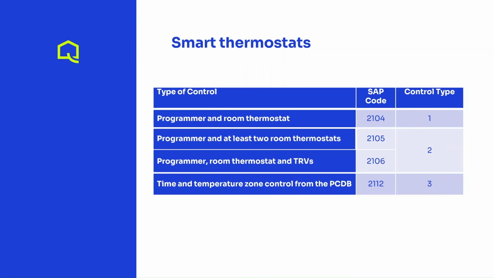Exactly the same is true for Type 2 controls, such as programmer at least 2 room thermostats and programmer room thermostat and TRVs. The database will only allow compatible Type 2 thermostats to be selected. Where the arrangement of smart thermostats constitute a time and temperature zone control solution, the usual database lookup will display the smart thermostats alongside the other zone control systems. Let's have a quick look at how this change will appear in the IQ Energy RdSAP 10 editor.